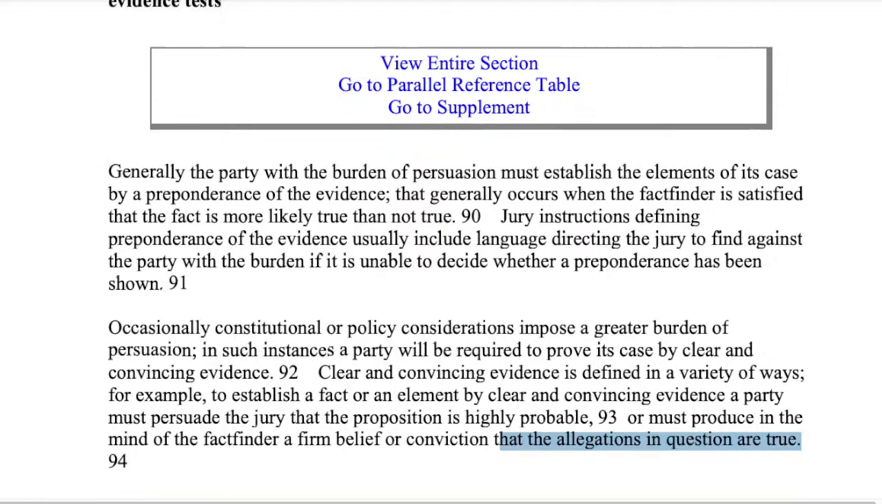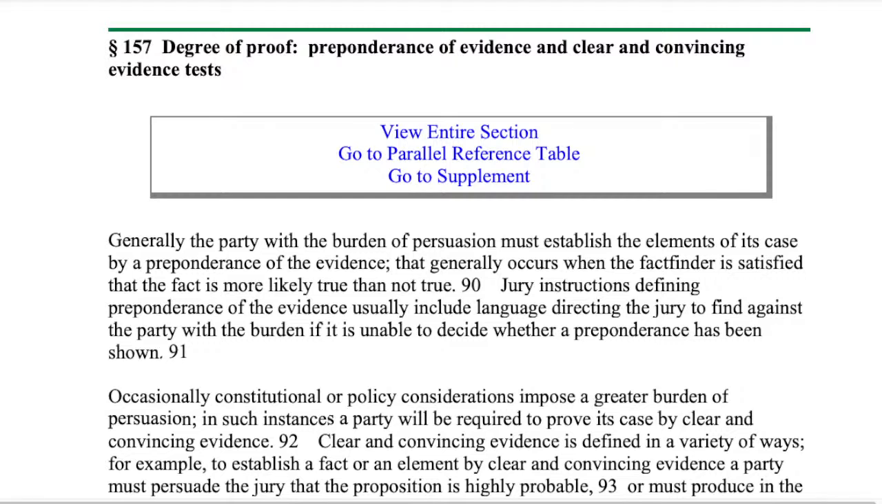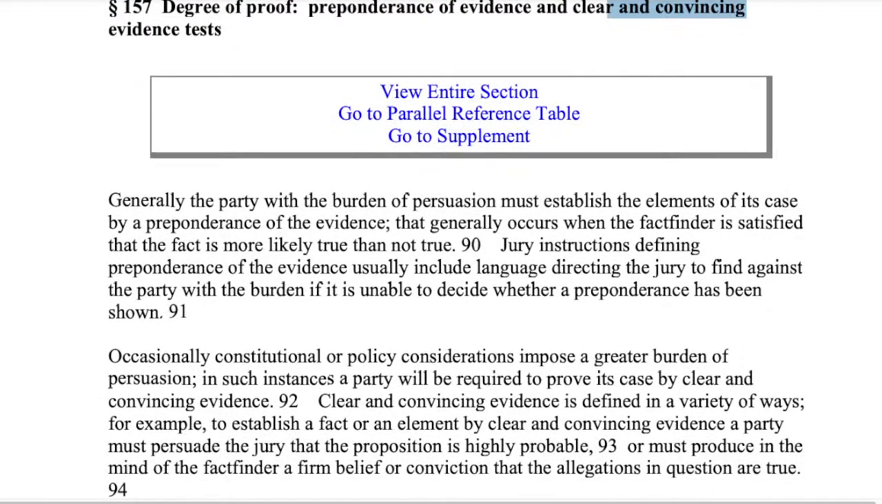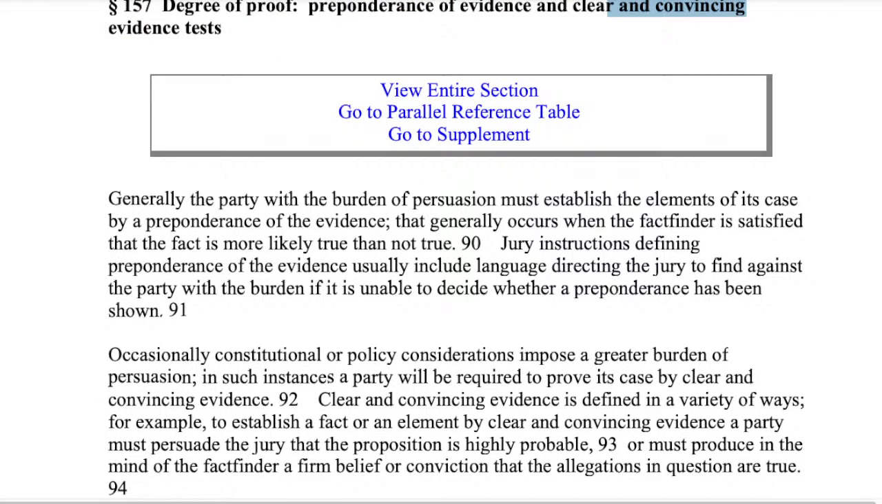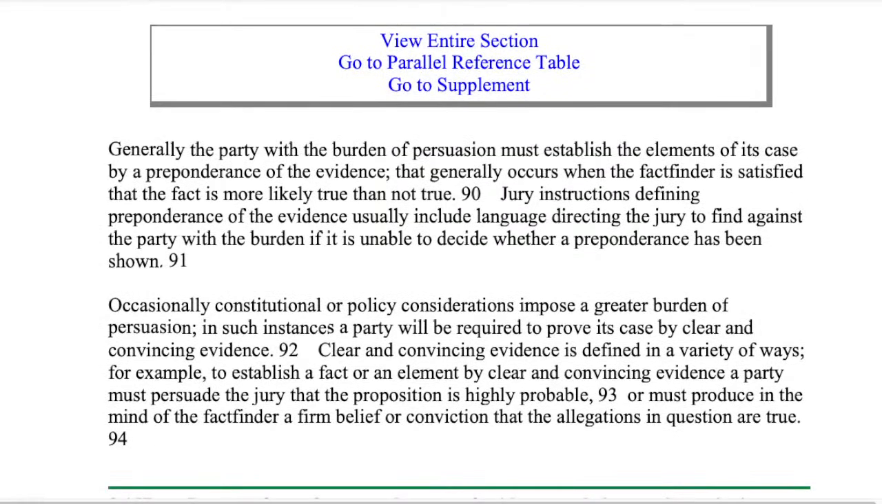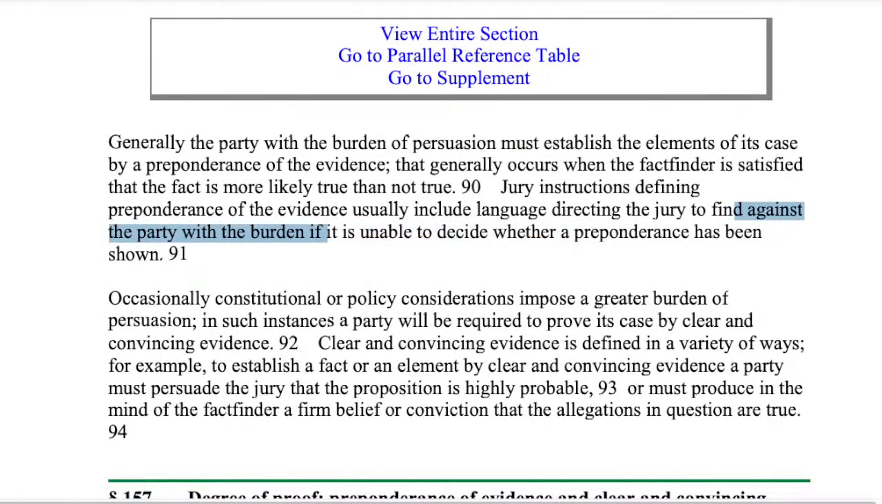So, here we get the degree of proof. We're breaking down here preponderance of evidence and clear and convincing. So preponderance of evidence is that it's more likely true than not true. And if they can't decide, then it's against the party with the burden.